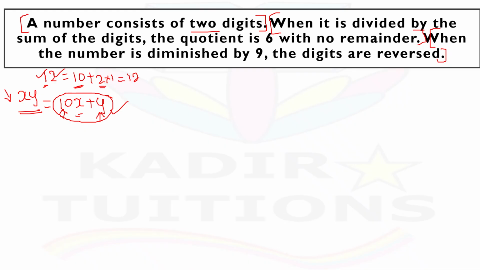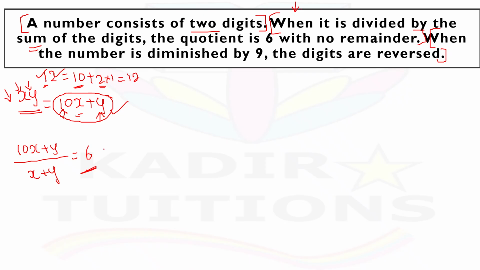Now, what is the first statement they have explained? This number is divided by the sum of the digits. So what's the number? It's 10x plus y. So this number is divided by the sum of the digits. What is the sum of the digits? The digits are x and y, so the sum of the digits is nothing but x plus y. So we will be getting the quotient as 6 without any remainder. So this is the numerical statement for the first verbal statement.